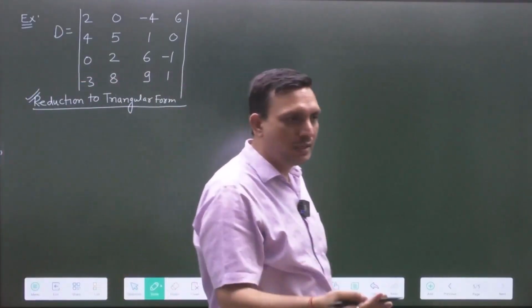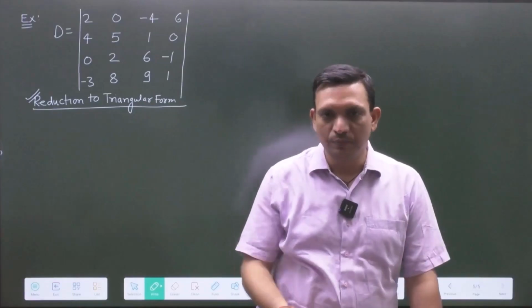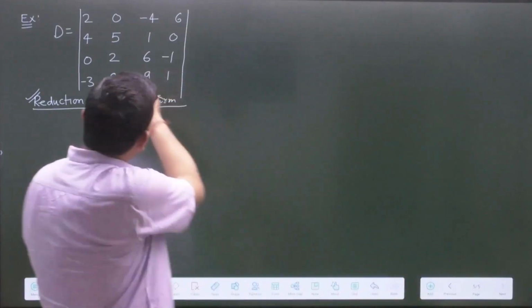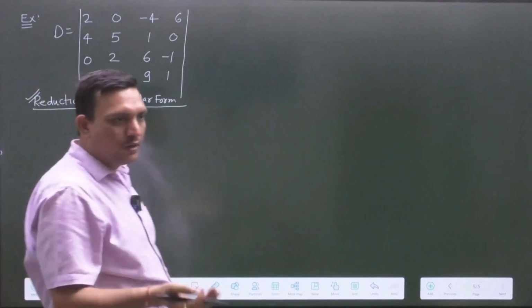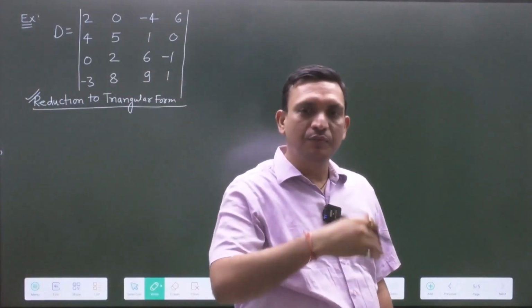If you have a higher order, you can reduce it to triangular form just to simplify your calculation. Otherwise, you can directly calculate. So up to third order, you can calculate directly. For fourth order, fifth order, use this method.